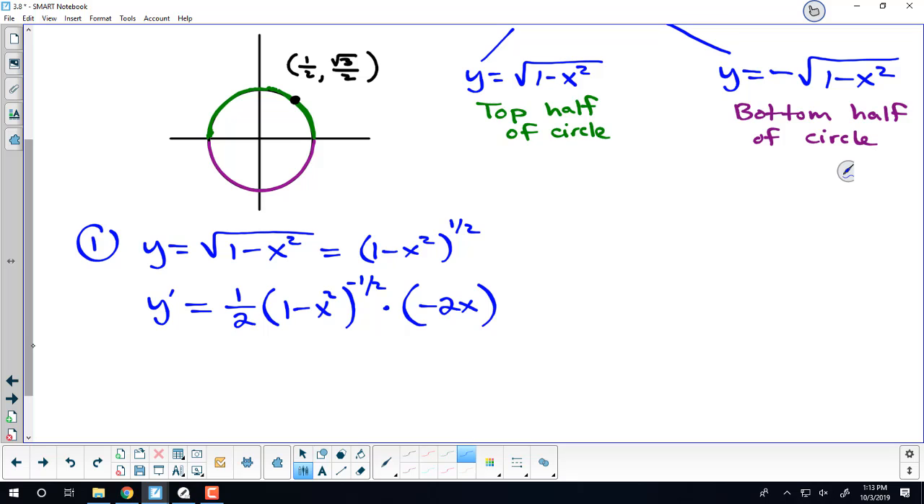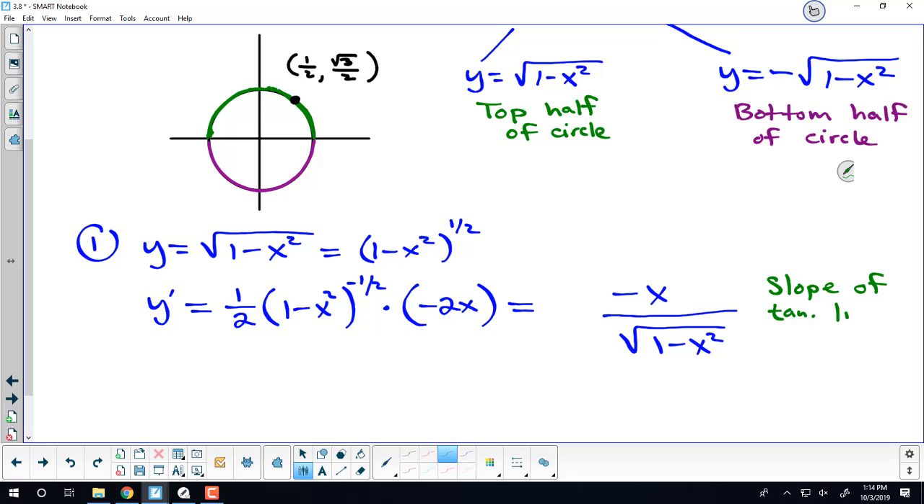So we've got a negative 2 times 1/2 gives us a negative x, divided by the square root of 1 minus x squared. And again, this is our derivative for the top half, or slope of the tangent line at points on the top half of the circle.